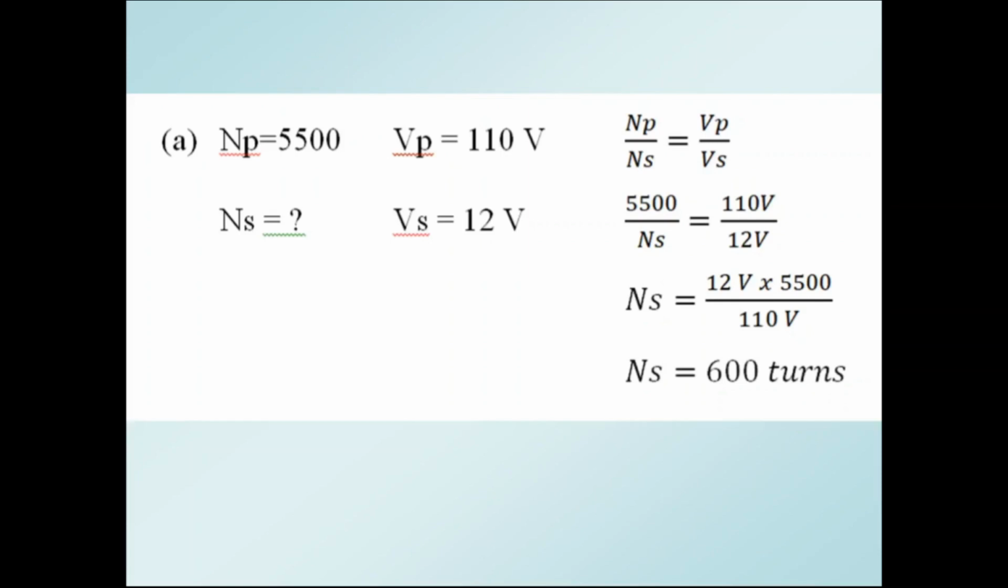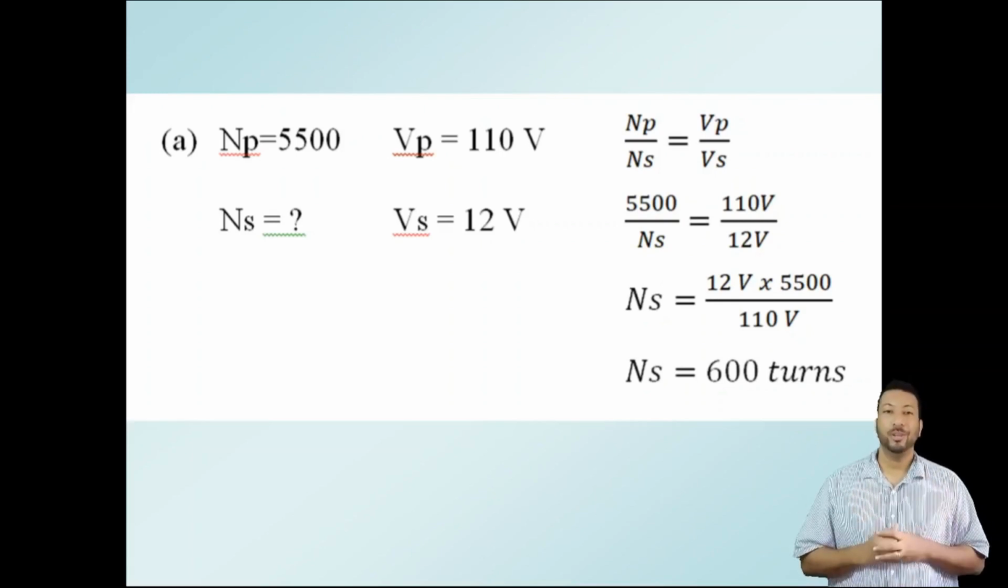Remember that this problem said it was a step-down transformer. So that should tell us that automatically when we find the number of turns in the secondary coil, it should be less than the number of turns in the primary coil. Since we got 600, which is less than 5,500, that is an indication that we are on the right track.